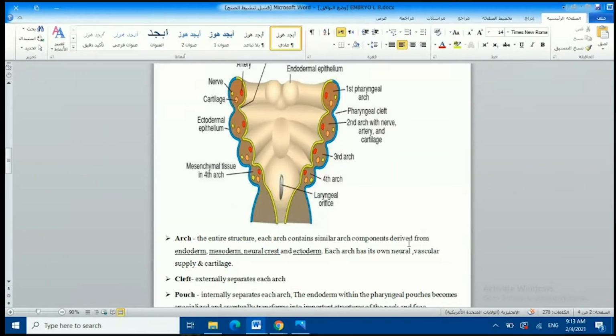They are derived from endoderm, mesoderm, neural crest cells, and ectoderm. Neural crest cells are a kind of ectoderm cell that has the ability to migrate.